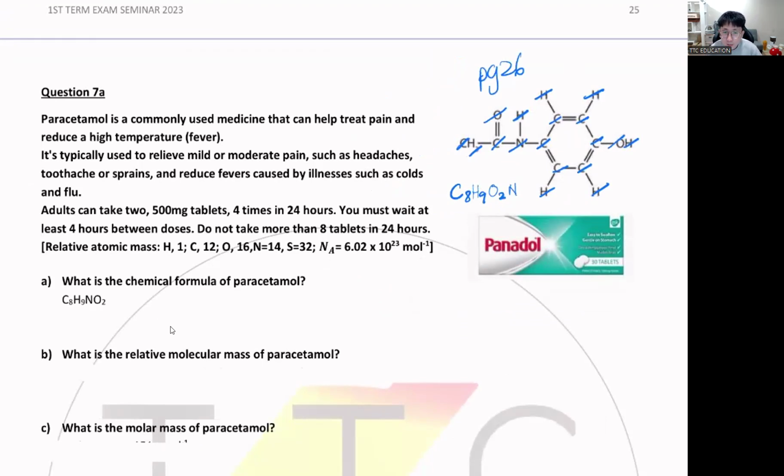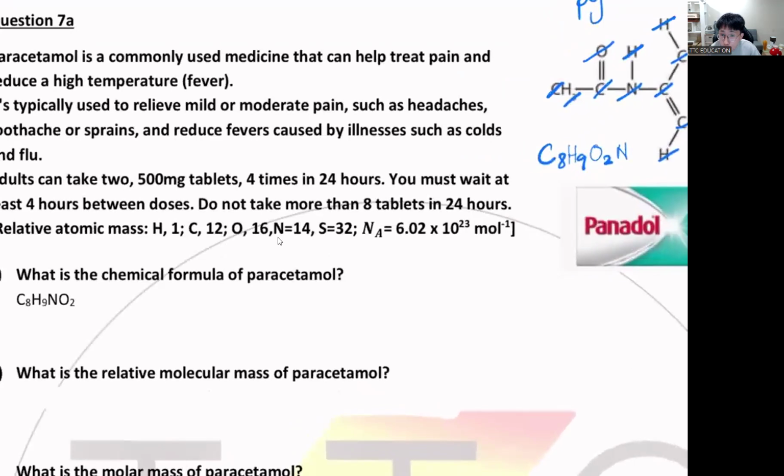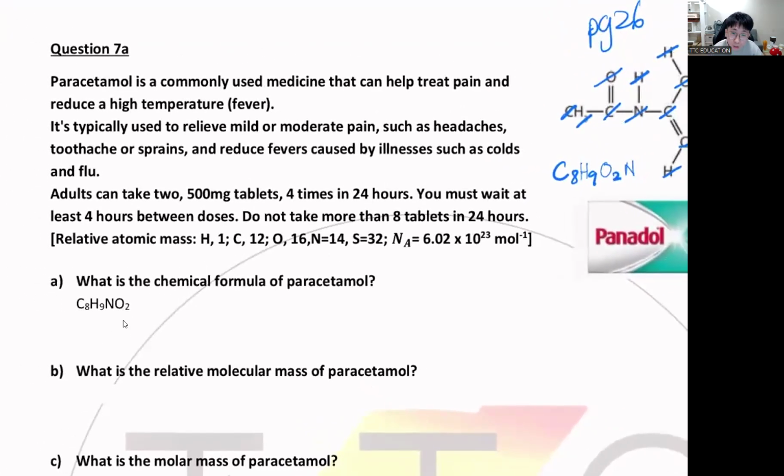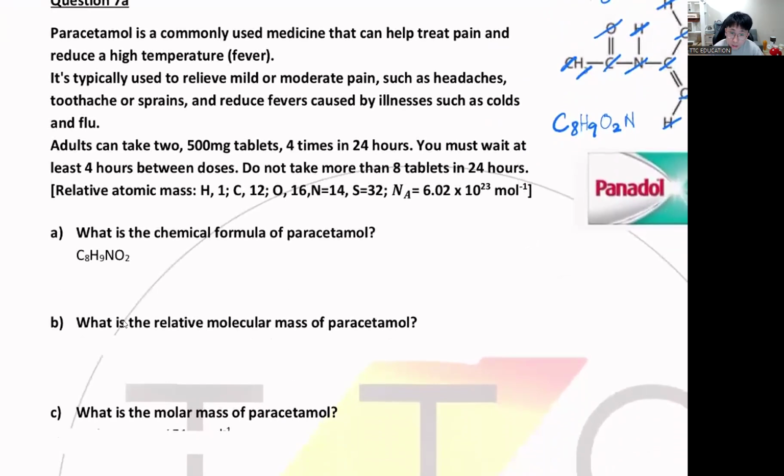What is the relative molecular mass? Guys, what is relative molecular mass? It is the total of your atomic masses. So what you're going to do is take your formula, substitute the atomic mass of the H, the C, the O, the N into the chemical formula, and you can get your molecular mass. So C8, 8 times 12, plus 9 times 1, plus 14, plus 16 times 2.